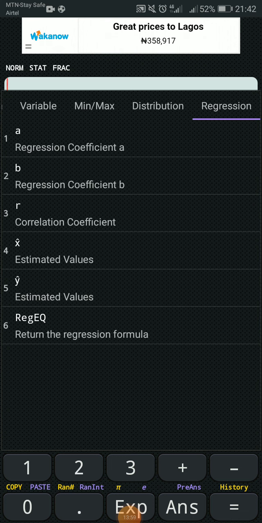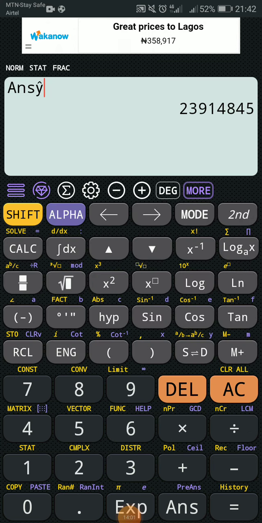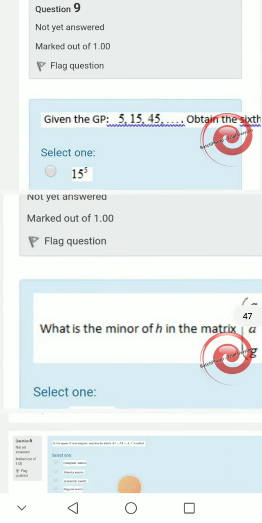So 5, estimated value 5. I don't know why this is giving me this value. So let me cancel this. Then put 5. Oh, 405. Beautiful. So that means the term is 405. And the option is not there for us to choose from. But that's the answer.